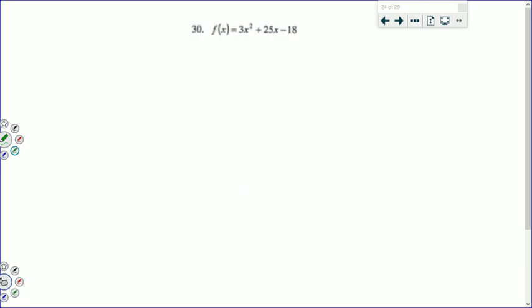So here we have another problem. Again, we're looking for where f of x is equal to 0. That's finding the zero of the function. 0 equals 3x squared plus 25x minus 18. All right, so again, we want to check and see, can we get x squared equal to some number? In this case, we can't. We can't do that because of this x right here. That x right there keeps us from being able to get x squared equals some number. Second, can we factor it? Let's try.